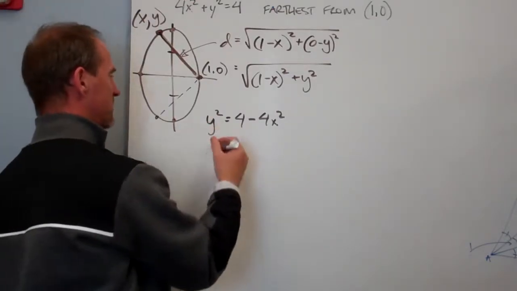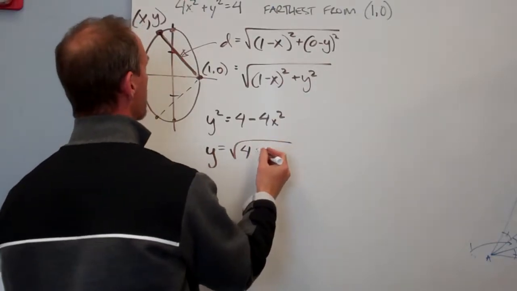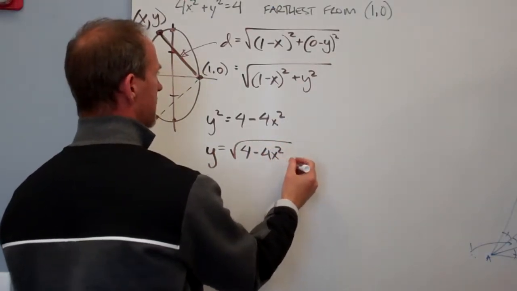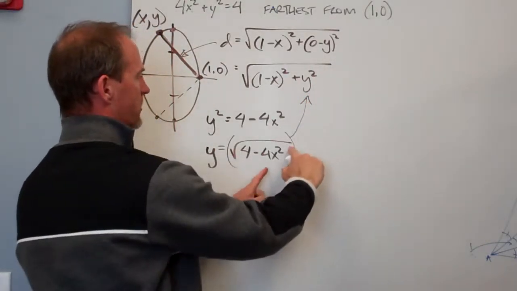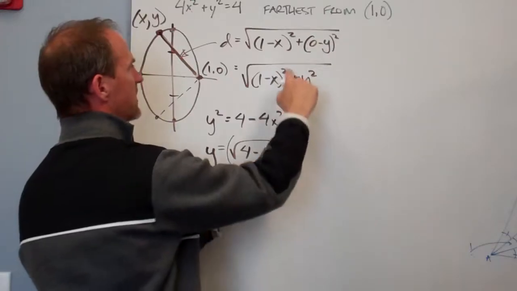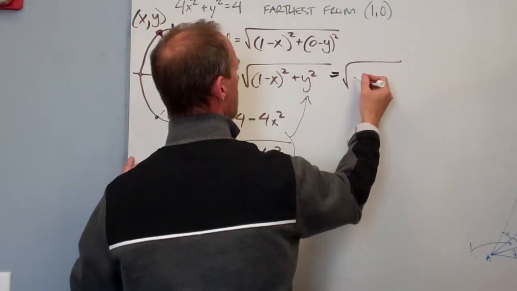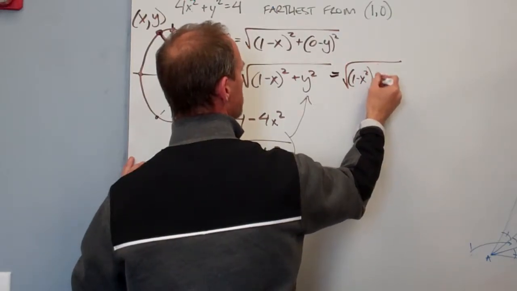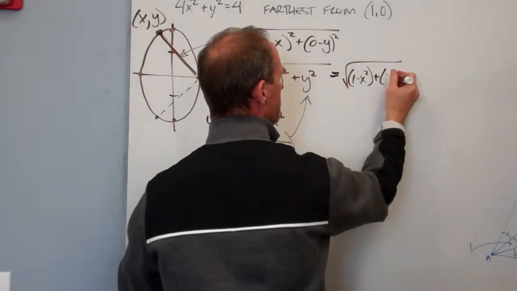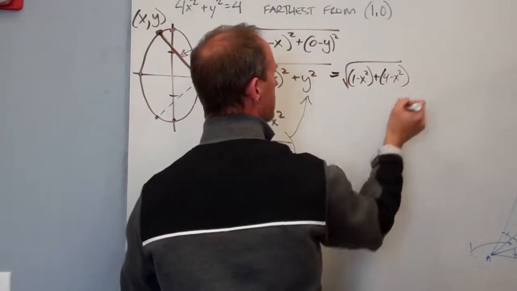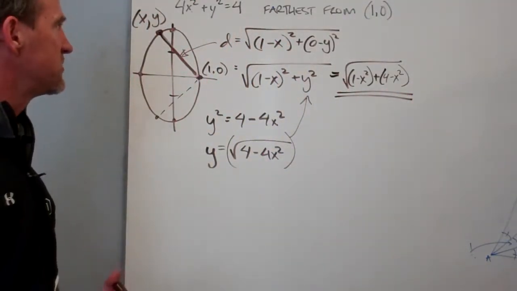I probably wouldn't think of it until I realized that y is equal to the square root of 4 minus 4x squared. When I substitute this in right there and square it again, I'll realize that squaring the square root gets rid of that. So this becomes the square root of (1 minus x) squared plus (4 minus 4x squared). So that's the combined equation that I need to optimize.